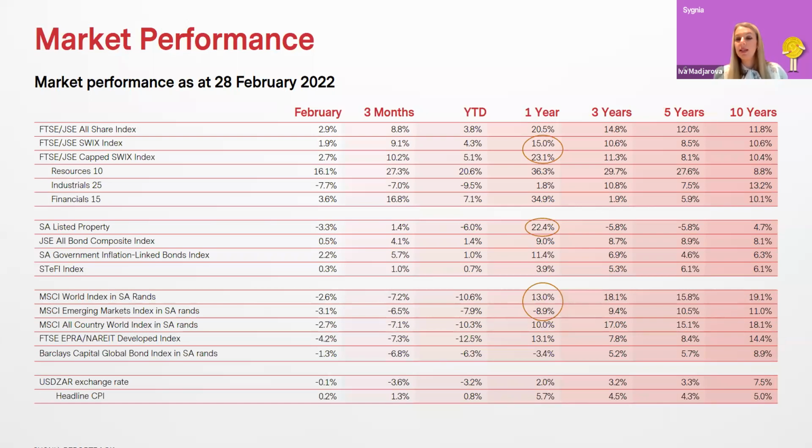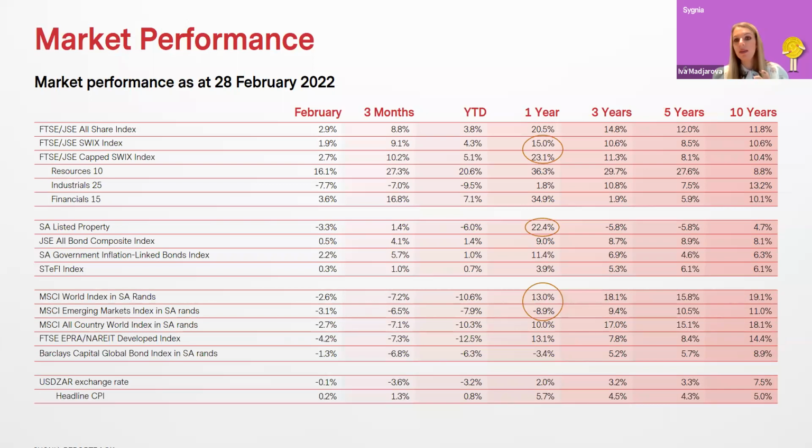And we can see that in rand terms, developed markets gave us 13% for the 1 year to the end of February, whereas emerging markets were, unfortunately, down 8.9%. And this really, again, comes down to all the volatility that we saw in China, China being the biggest component of these emerging markets indices.